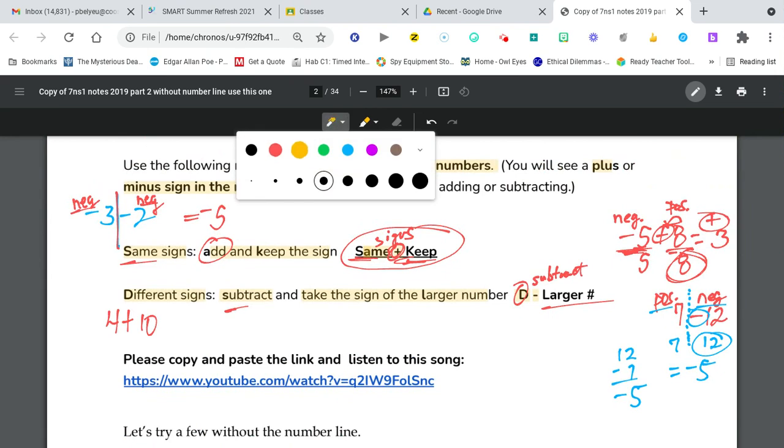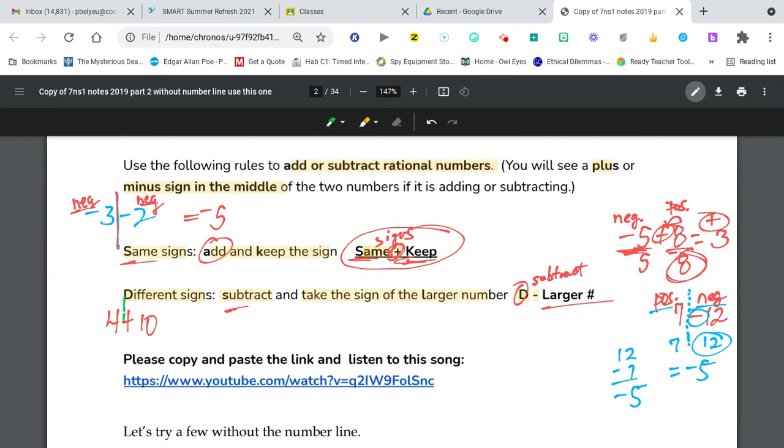4 plus 10. Just draw a line after the number. This is positive 4, and this is positive 10. They're both the same sign, so you're going to plus them or add them. You get 14, and keep the sign. This sign is positive, that sign is positive. Your sign is positive 14. You don't have to write that little positive there. If there's no sign in front of a number, just automatically assume it's positive, okay?